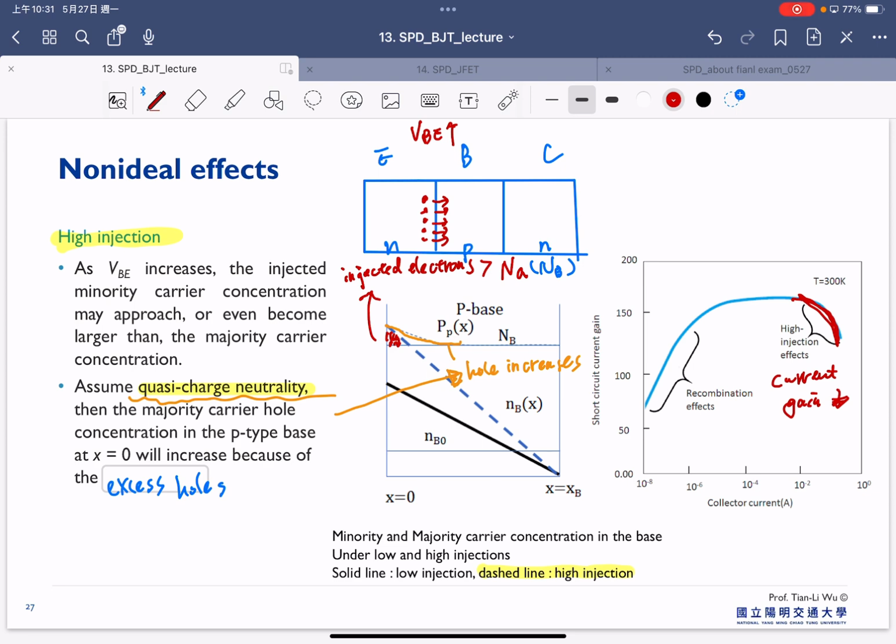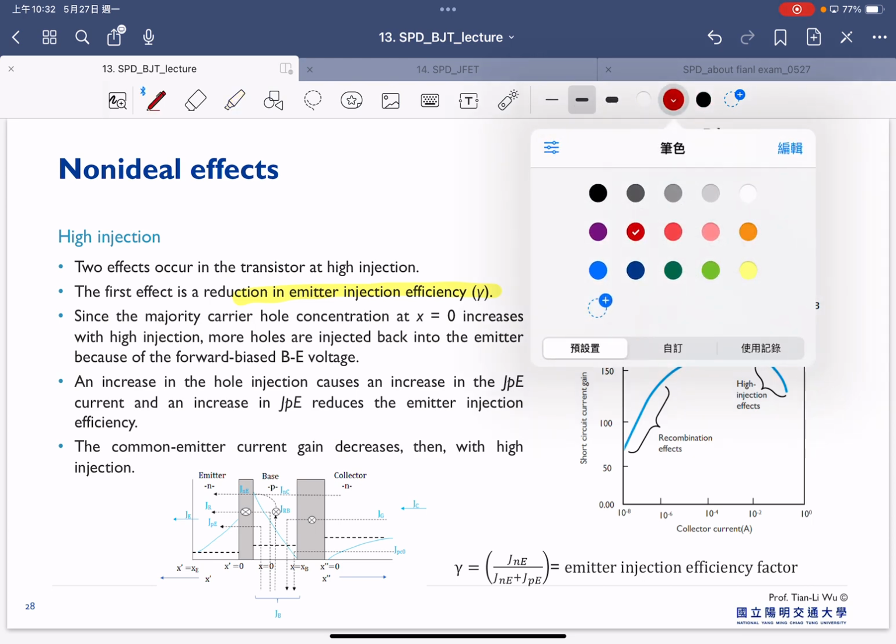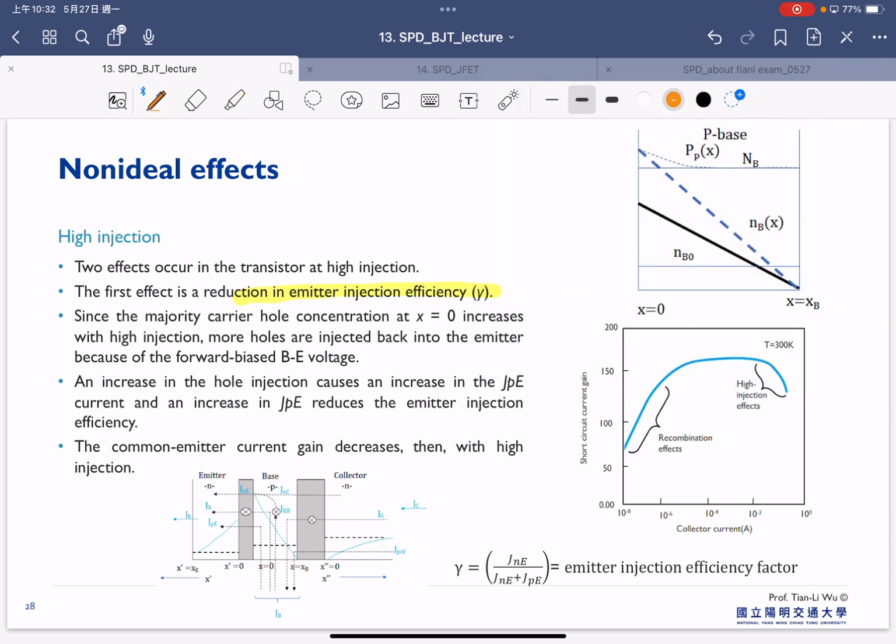And if you try to look at some more detailed description here, the first effect is we will see the reduction of the emitter injection efficiency. This is because this one is increased.